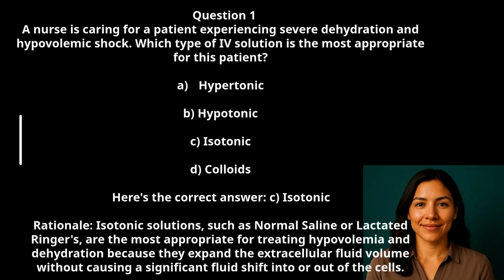Let's practice some NCLEX-style quiz questions. Question 1. A nurse is caring for a patient experiencing severe dehydration and hypovolemic shock. Which type of IV solution is the most appropriate for this patient? A. Hypertonic. B. Hypotonic. C. Isotonic. D. Colloids. The correct answer is C. Isotonic. Rationale. Isotonic solutions, such as normal saline or lactated Ringer's, are the most appropriate for treating hypovolemia and dehydration because they expand the extracellular fluid volume without causing a significant fluid shift into or out of the cells.